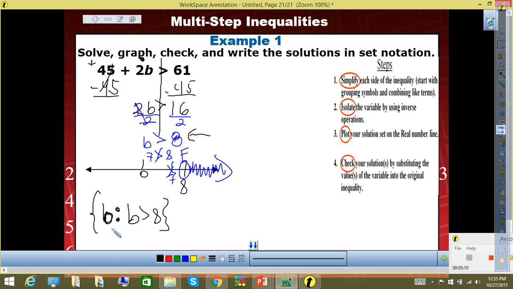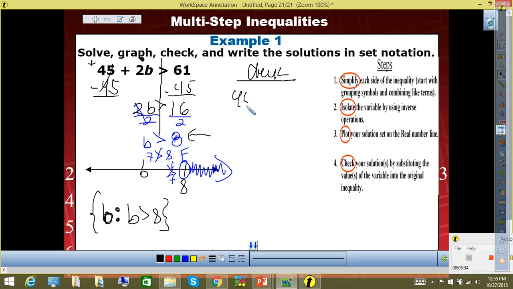So let me read this. This says solution set of all B's such that B has to be greater than 8. Do you understand what it means? It means that the solution for B is any number, but it has to be greater than what? 8. Now we can check.